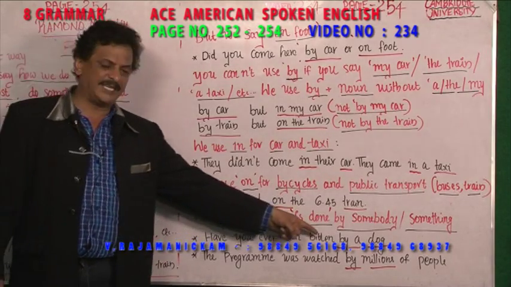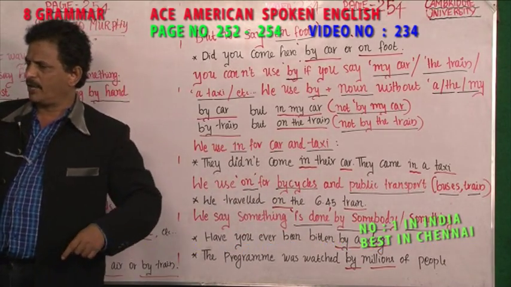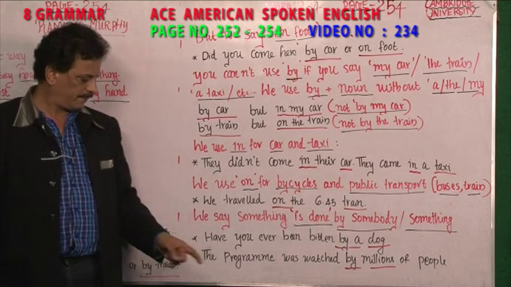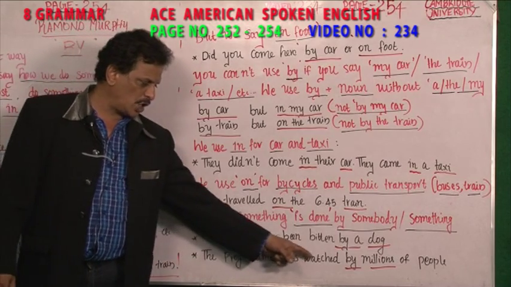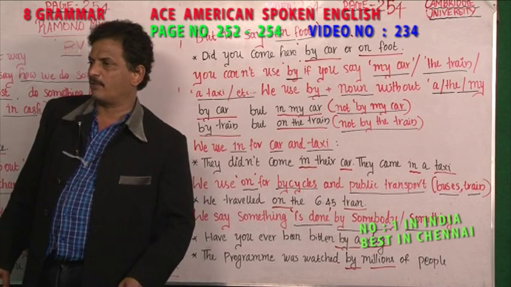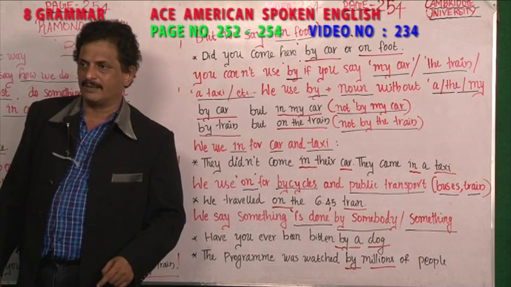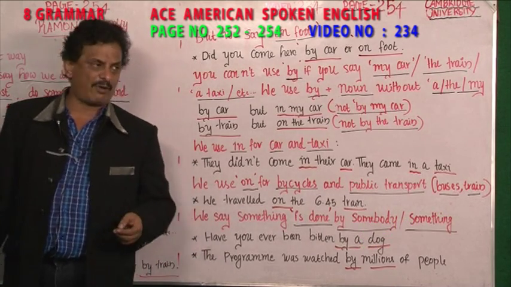Have you ever been bitten by a dog? The program was watched by millions of people. What do you mean by million? 10 lakhs is called a million. Millions means lakhs together of people have watched.